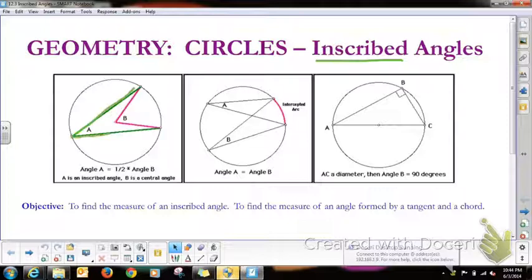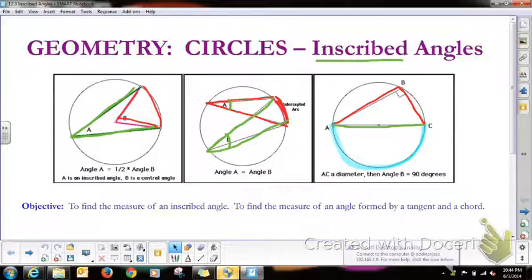Angle A here is an inscribed angle. And because it's on the other half of the circle from this arc, the rule here is that it's half of this angle. Then we have this second example with this intercepted arc. Angle A intercepts this arc, and angle B intercepts this arc. So they are both congruent to each other, and they're half that arc length. And then if AC is a diameter, then that means that this angle B that's inscribed intersects this arc, which is 180, and so it's half of that.